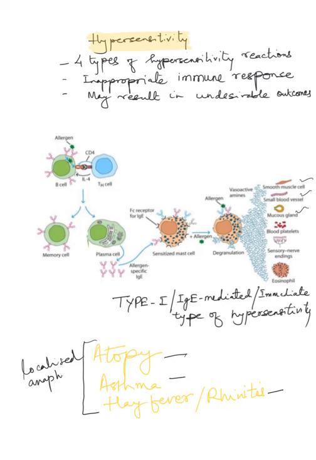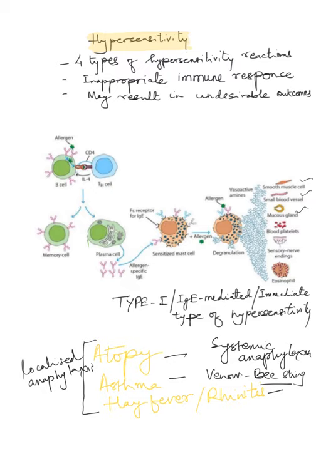And when there is anaphylaxis, you can have systemic anaphylaxis. In systemic anaphylaxis, for example, in case of venom from bee sting, then the systemic anaphylaxis reaction, that is more like a shock, can happen, and this could be fatal as well. So this is how type 1 hypersensitivity is manifested.